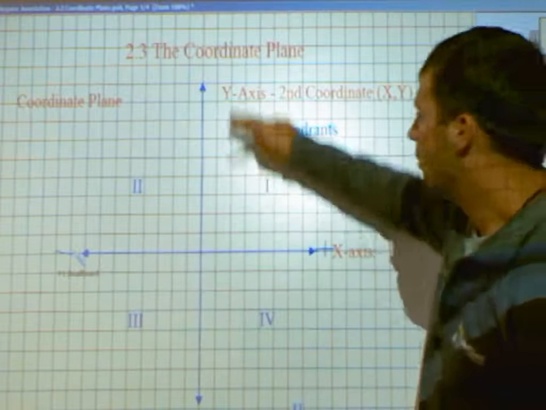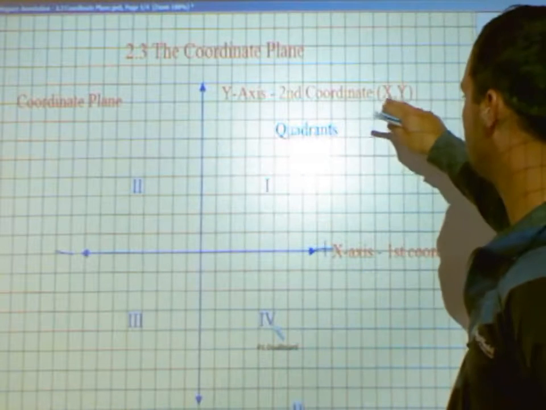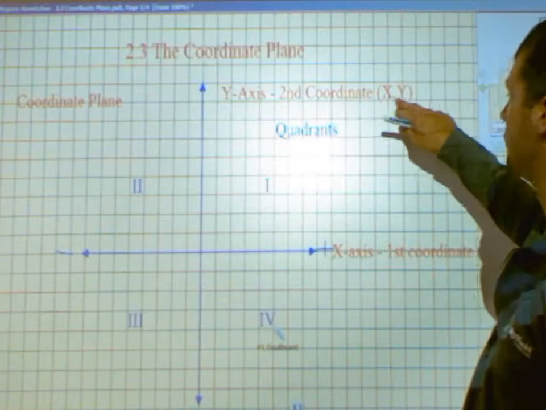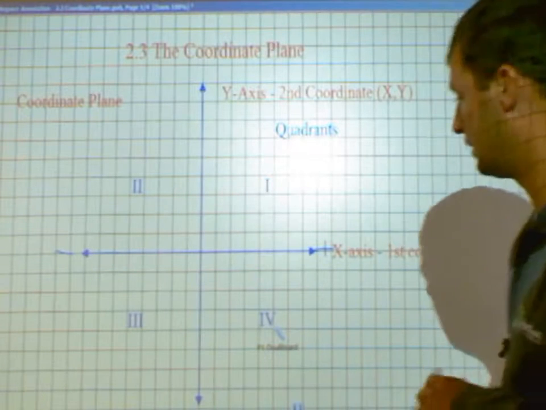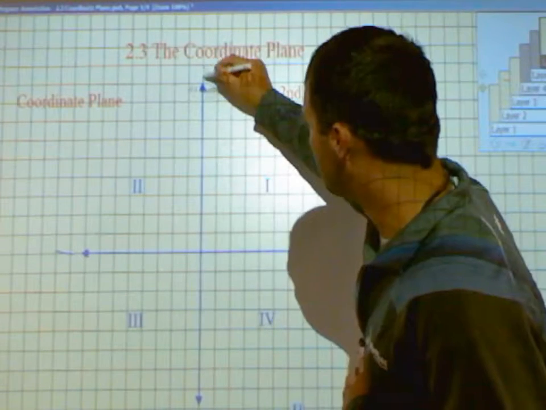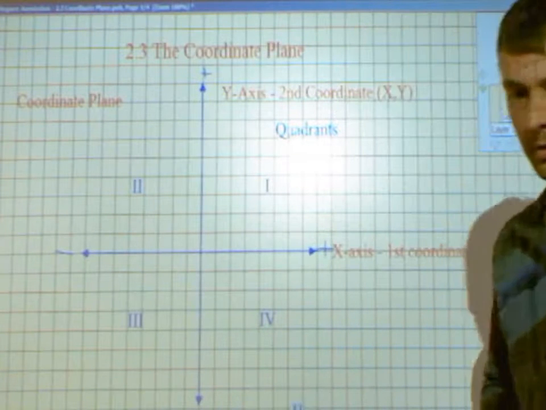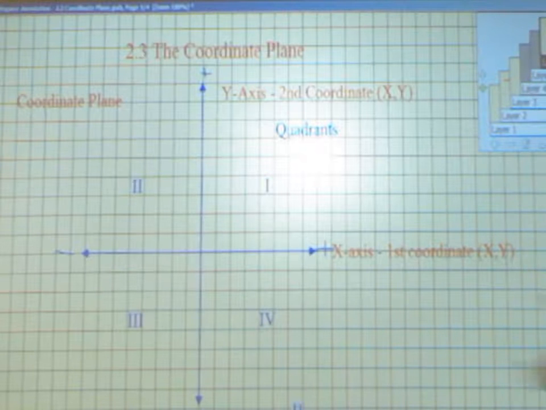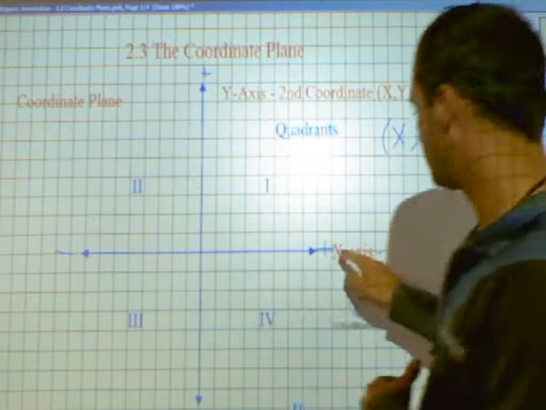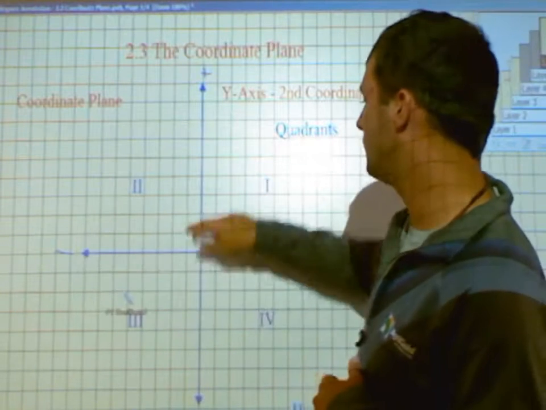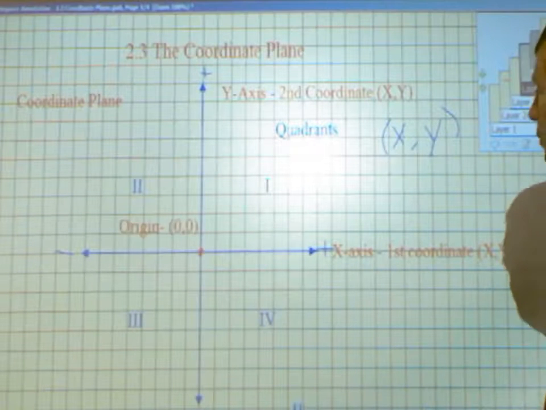The vertical line is the y-axis, and the y-axis is always listed as the second coordinate. So it's x first, y second, every single time. That way we know what order we're going to look at these things in. When you go up, it's going to be positive. Go down, it's a negative number. It always works like this. Again, x, y. Positive x, negative x, positive y, negative y. We'll have two of them each time.